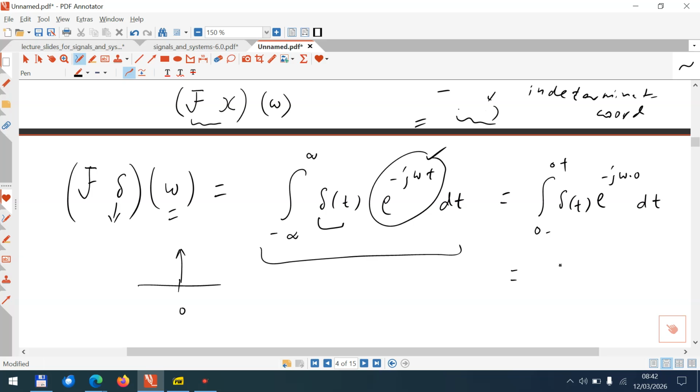So what do we get here? This is 1 and this is also 1. So the Fourier transform of the Dirac delta is simply a constant function, right?